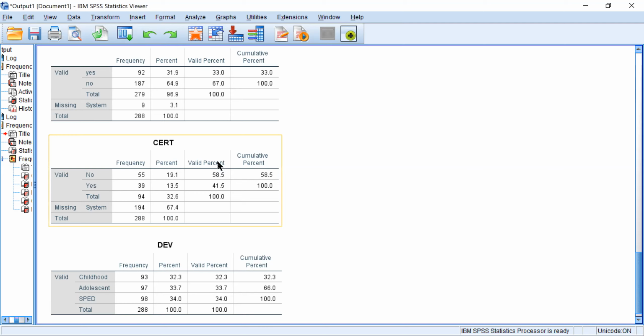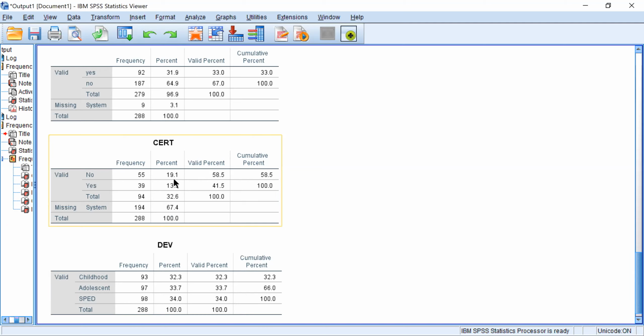This is a case where valid percent and percent are very different. So your overall sample is 288, but you're only looking within people who answered this question at all because they were eligible to answer it because they claimed that they were full-time teachers.